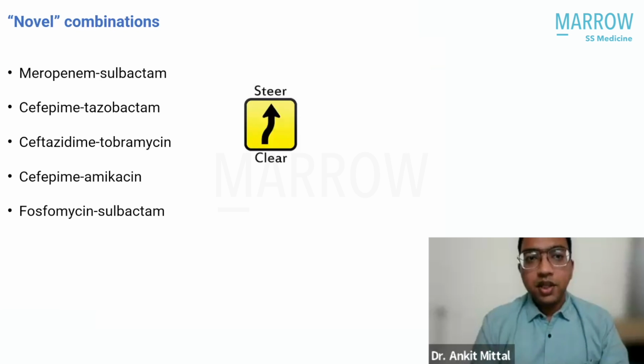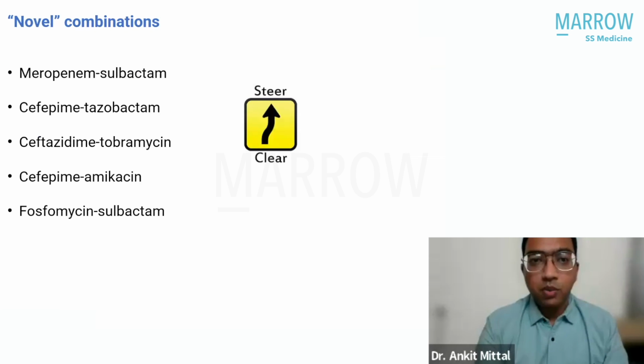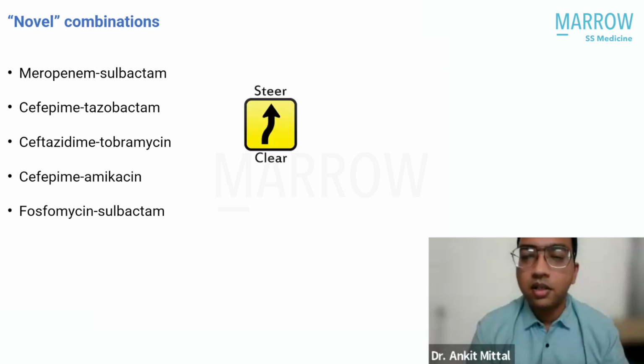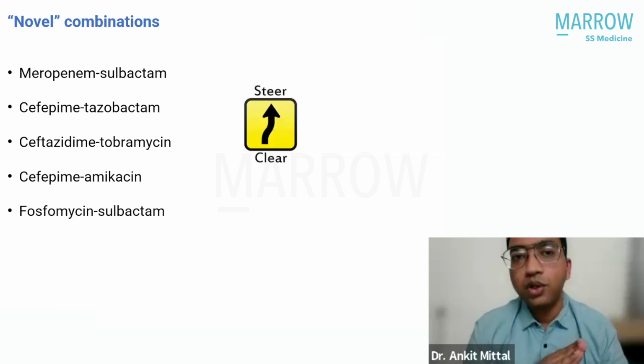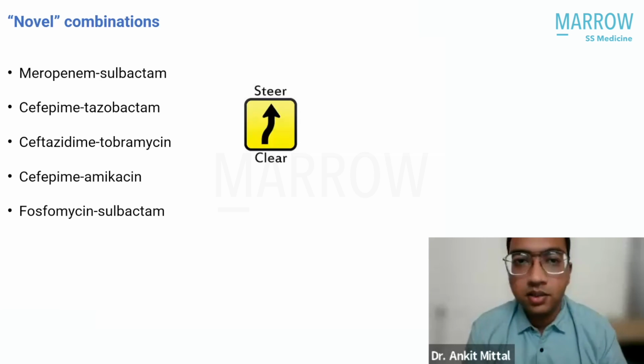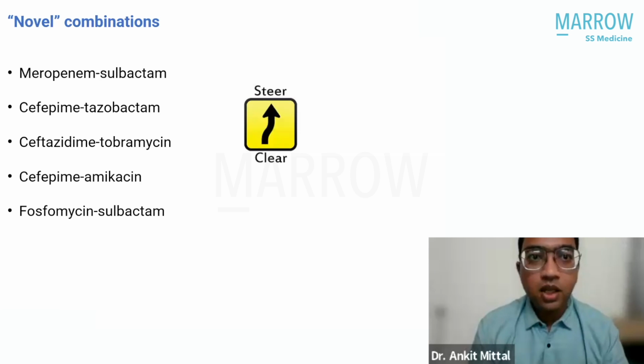Next, novel combinations that we come across are things like meropenem sulbactam, cefepime tazobactam, amikacin combinations. There are all kinds of combinations that are available in the market. Again, unless there is data to support their usage, if the lab cannot perform susceptibility testing on these antibiotics, please do not use these combinations. Stick to standard treatment guidelines. The outcomes are much better and more predictable when you follow these standard guidelines in most of the cases.